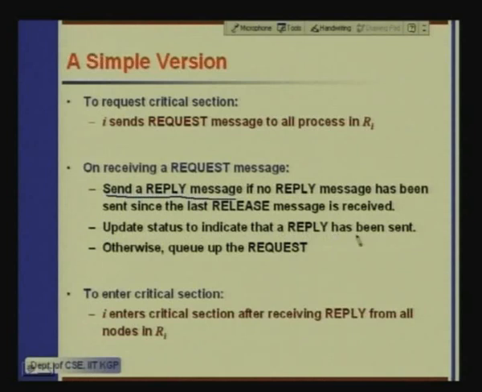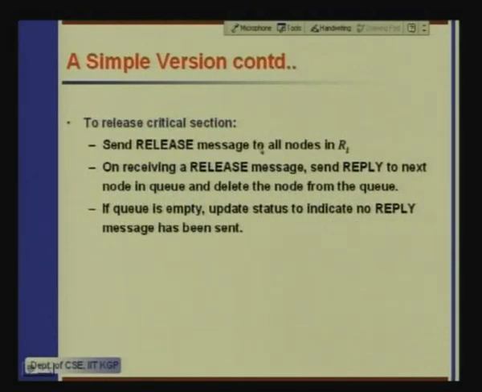Update status to indicate that a reply has been sent, otherwise queue up the request. Okay. To enter critical section, Pi enters critical section after receiving reply from all nodes in Ri. To release the critical section, send a release message to all nodes in Ri, because it had taken permission from all nodes in Ri. So all nodes in Ri must know that it is out. Now on receiving a release message, what will a process do? It will send a reply to the next node in its queue and delete the node from the queue. If the queue is empty, update status to indicate no reply message has been sent. Right.